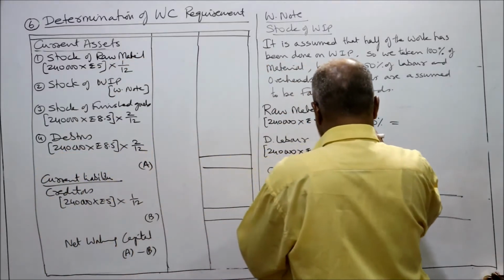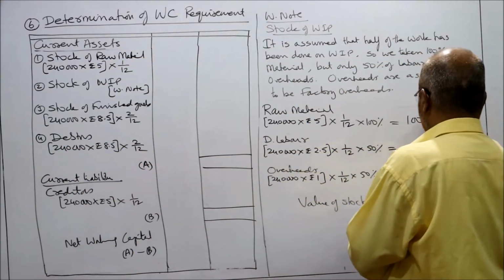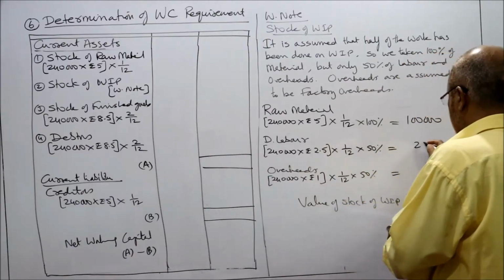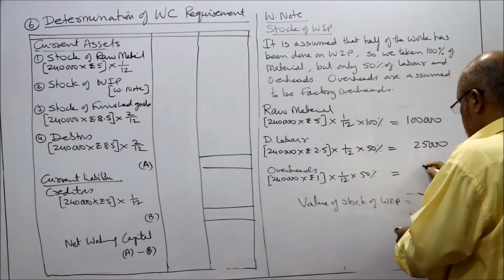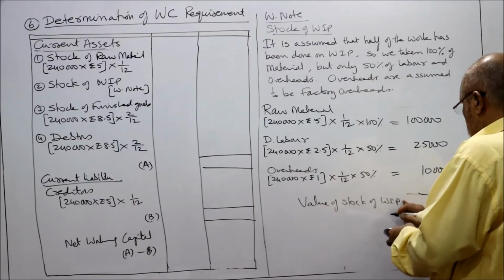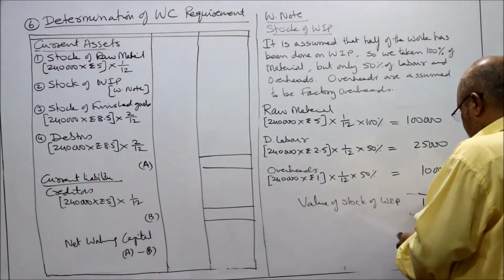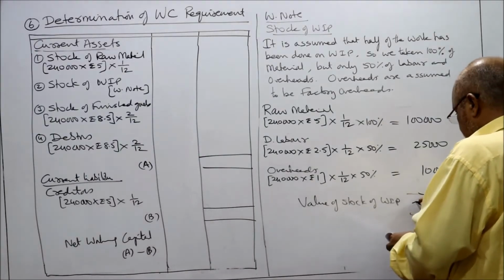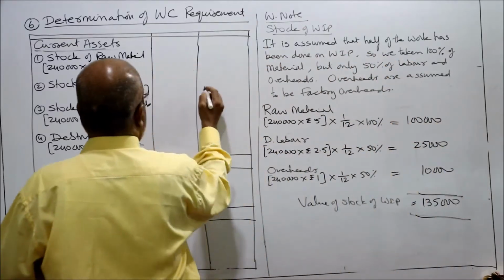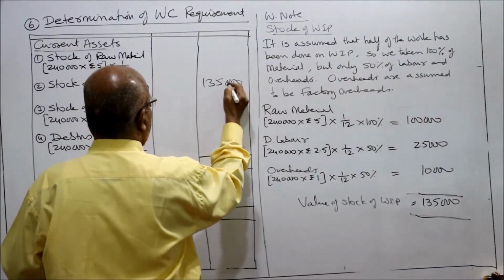Two lakh 40,000 into 1/12, it comes to 1 lakh. Here it comes to 25,000. Here it comes to 10,000. Total is 1,35,000. So 1,35,000 is the stock of WIP.